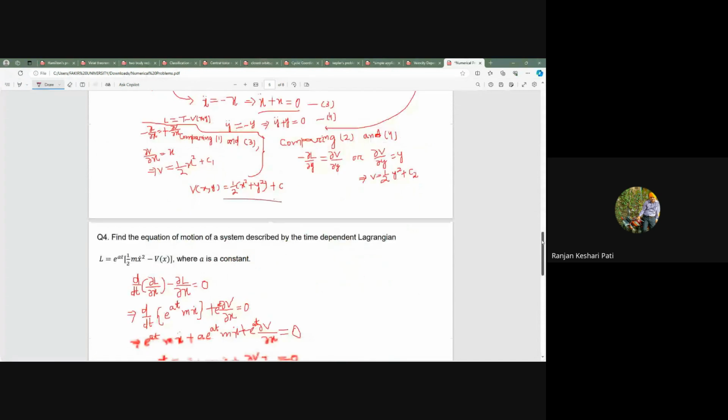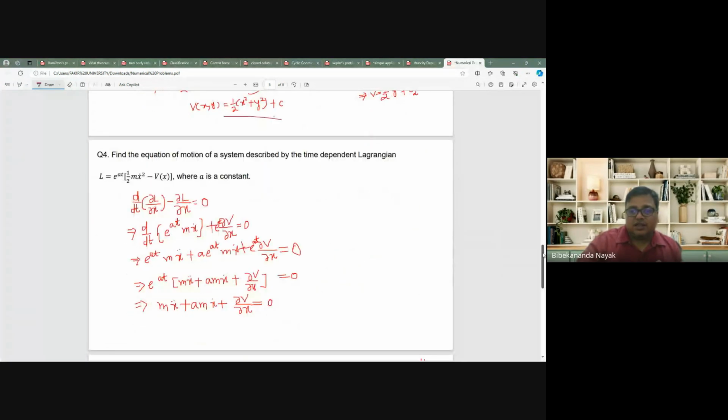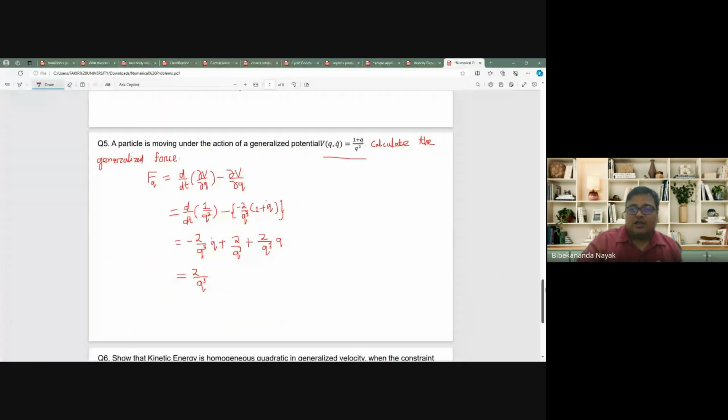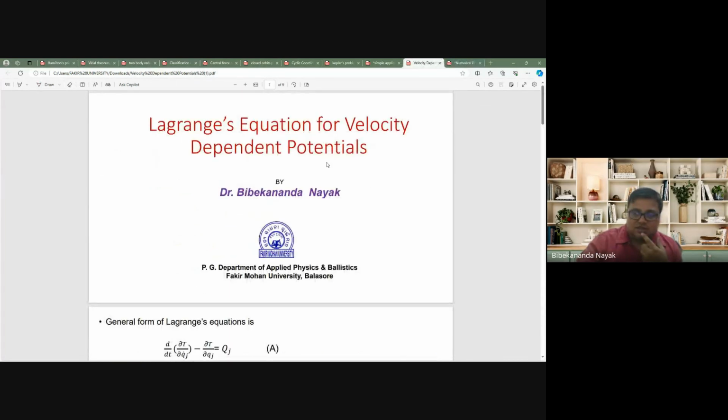Okay, there is another problem: L is given, and you find the equation of motion. Okay, this is a different problem. A particle is moving under the action of a generalized potential. What is this, from the last class? 1 plus q dot by q square. Find the generalized force. We will discuss this type of example. We take velocity dependent potential actually. Okay, we go directly to the velocity dependent potential. Then we will do that problem.